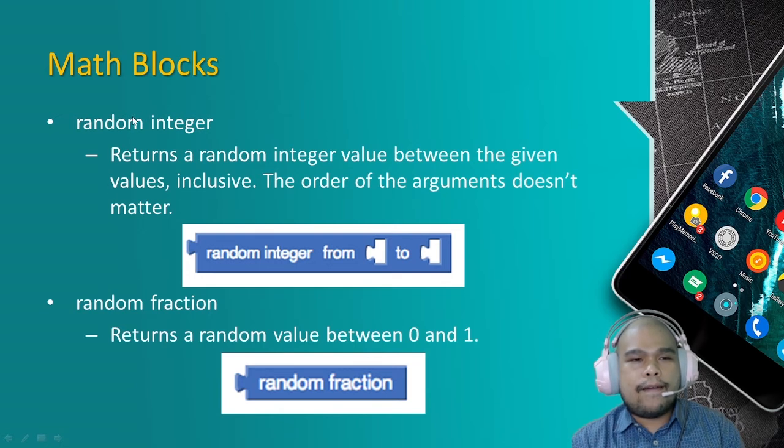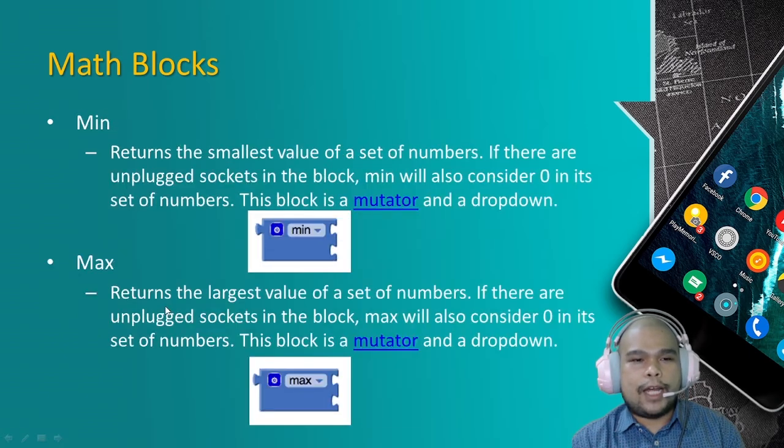Next, we have random integer. It returns a random integer value between the given values. The order of the arguments doesn't matter. So let's say, for example, you want a random integer from 5 to 10. It will be providing you a number. So for example, if you want something to loop that number of times, you can use this here. The random function returns a random value between 0 and 1. Okay, so this one here on the other side is a fraction.